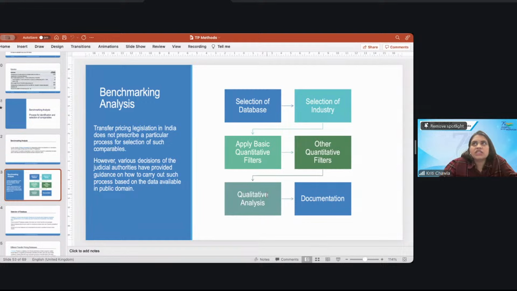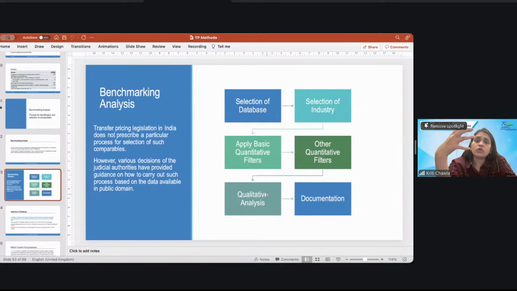There are a lot of decisions of the judicial authorities, and they have provided guidance on how data is available in the public domain and how you use that data for the purposes of conducting benchmarking analysis. So it's not as if it's provided in the law. It's something very practically oriented. This is what we learn practically on how to find comparable companies. So how do we do that? Well, the first step is to look at a particular database.